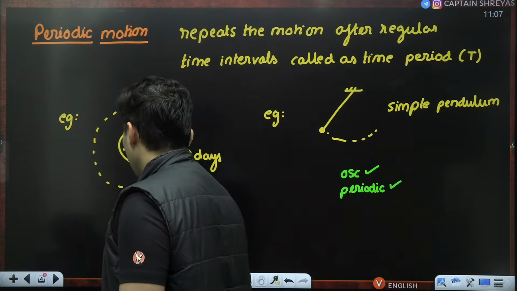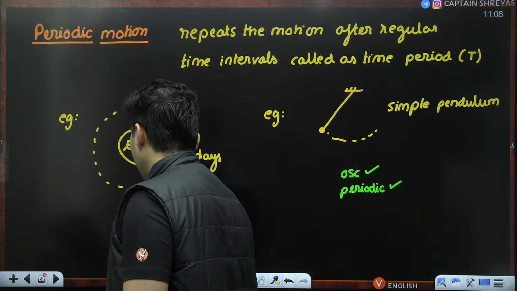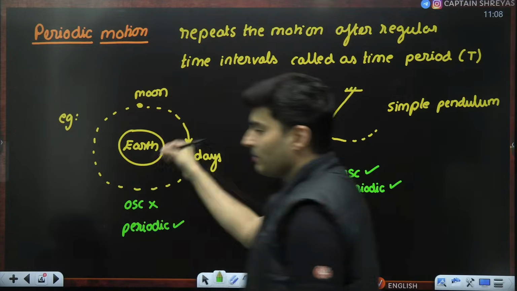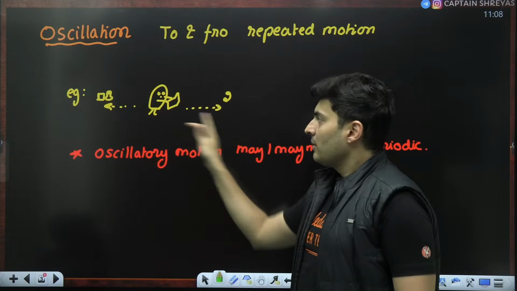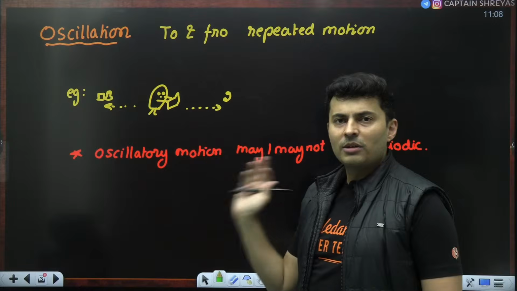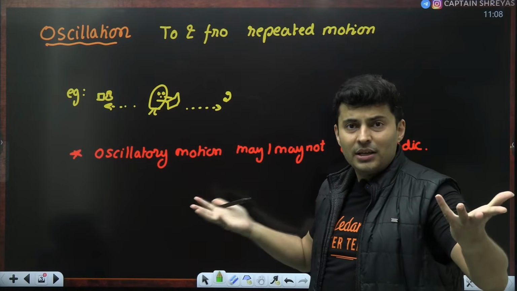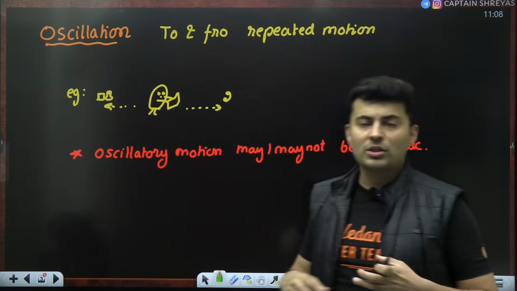This one is not oscillatory, but it is definitely periodic in nature. It is repeating itself. So over here, me going back and forth, or this pendulum going back and forth, is oscillatory, but it may not be periodic. Maybe I take 1 minute to go here, but I take 2 minutes to come back.